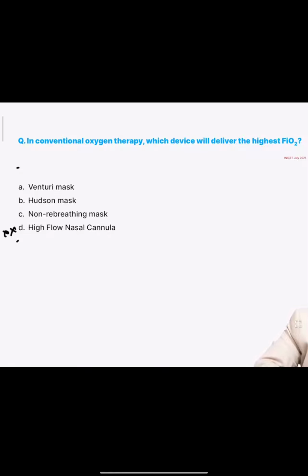Venturi mask is also a conventional device. So which will produce the highest FiO2? Remember, face mask will deliver an FiO2 of 35 to 65%. Venturi mask will deliver an FiO2 of 24 to 60%, while NRBM produces an FiO2 of 95%. So the answer, guys, under conventional, is always the non-rebreathing mask.